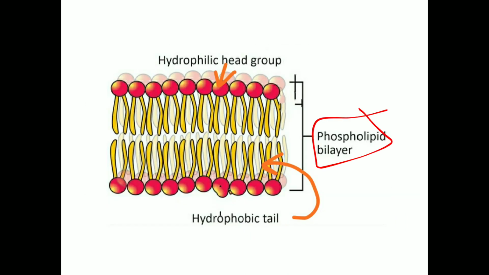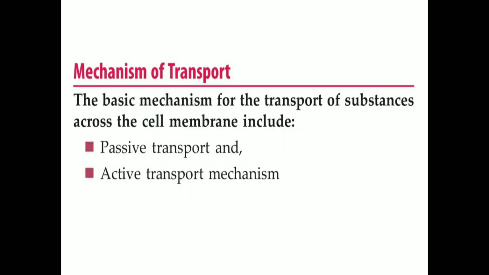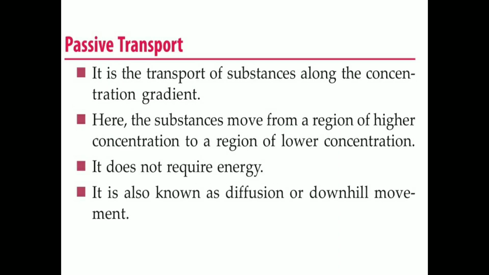This is the phospholipid bilayer. You can see phospholipid molecules arranged in two layers, and the transport of substances will take place across this membrane. And this phospholipid bilayer forms the cell membrane. So let's see the mechanism of transport of substances across the cell membrane. The basic mechanism for the transport of substances across the cell membrane includes two important mechanisms: passive transport mechanism and active transport mechanism. So let's first discuss the passive transport mechanism.